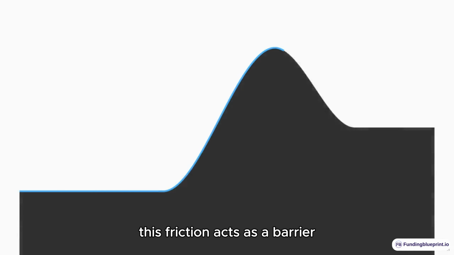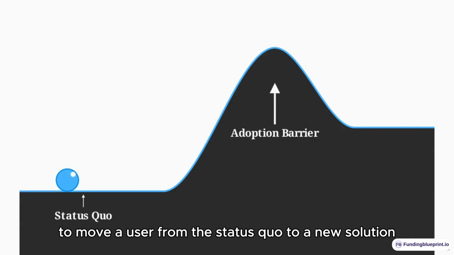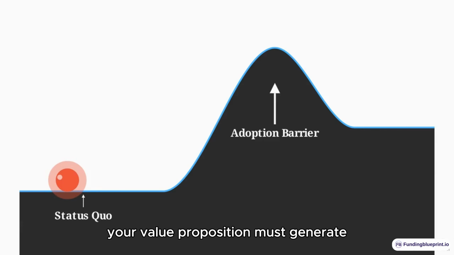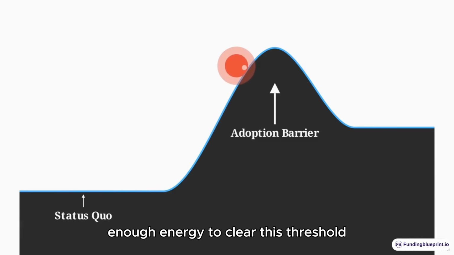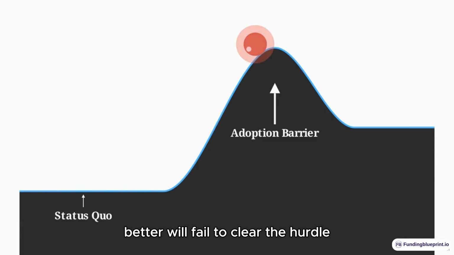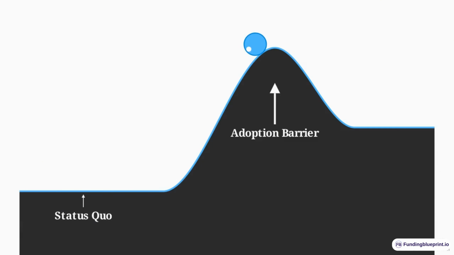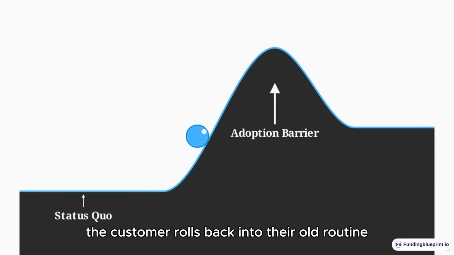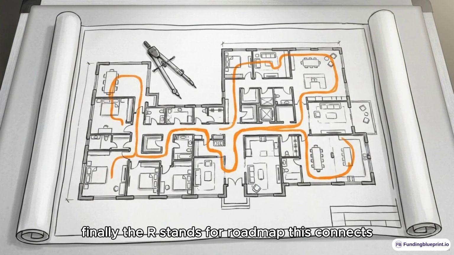This friction acts as a barrier. To move a user from the status quo to a new solution, your value proposition must generate enough energy to clear this threshold. A product that is only marginally better will fail to clear the hurdle. Without a plan to overcome inertia, the customer rolls back into their old routine. Finally, the R stands for roadmap.